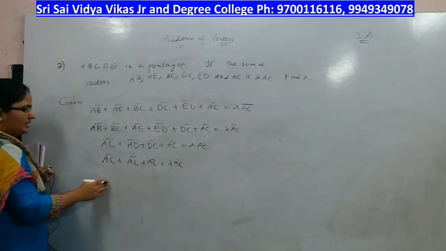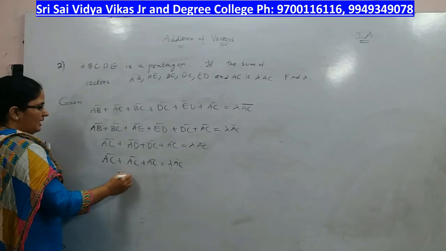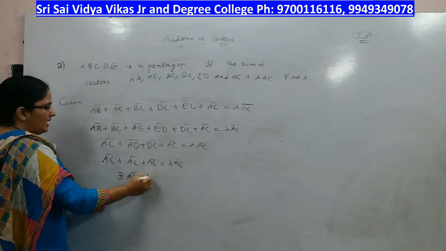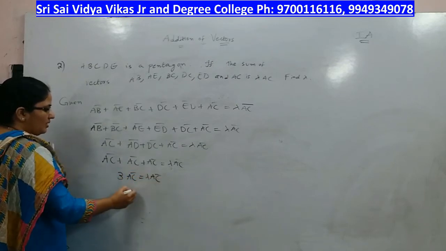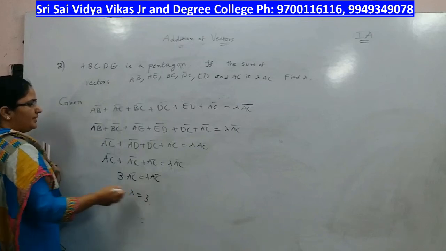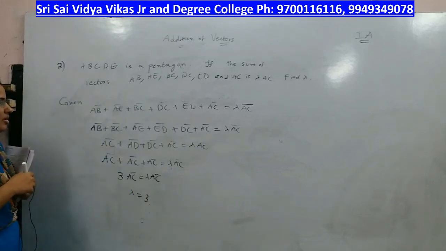Here you have 3 ACs. So 3 AC is equal to lambda AC. So lambda value is equal to 3. This is called triangle law of vectors.